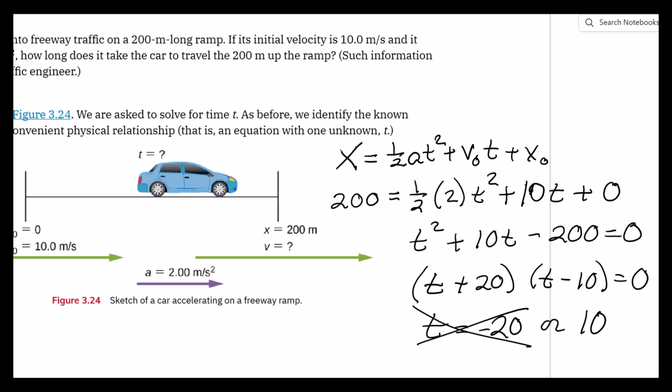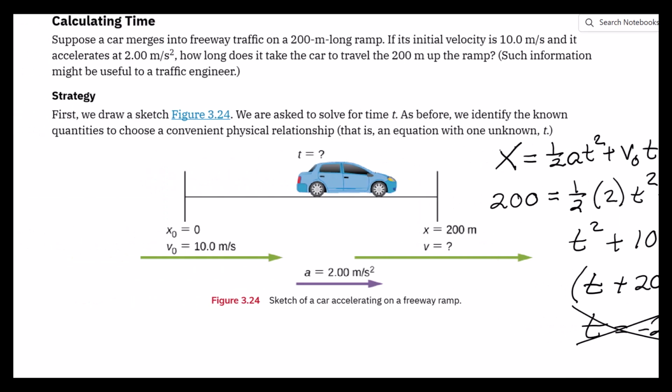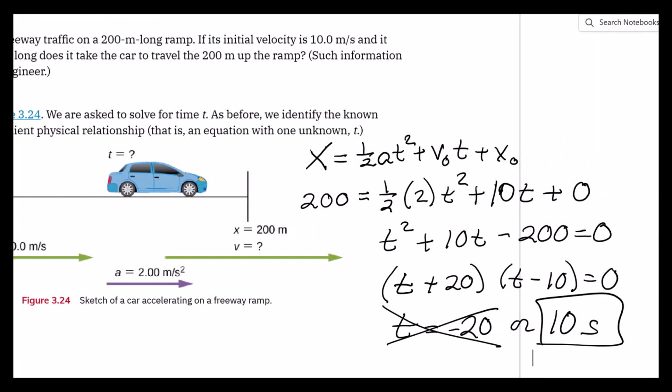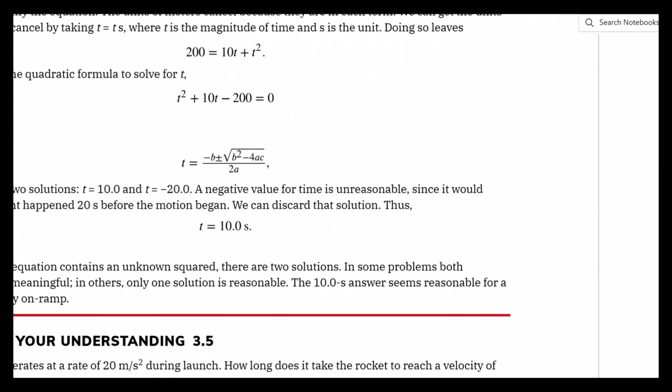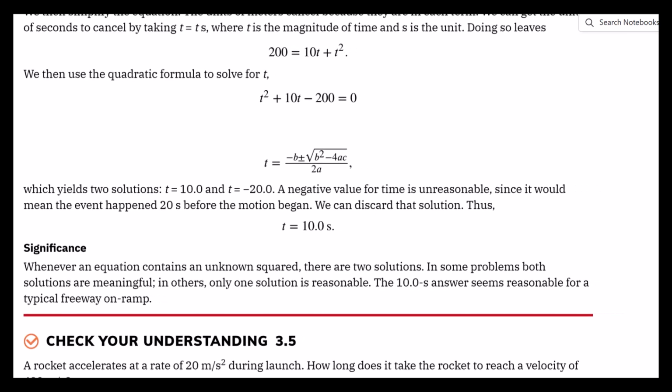I'm going to go with not negative 20 seconds. So it takes me 10 seconds to go up the ramp. Well, that's pretty cool. I did math. Is that the answer? Yay, except they actually worked it out. You don't have to do that.